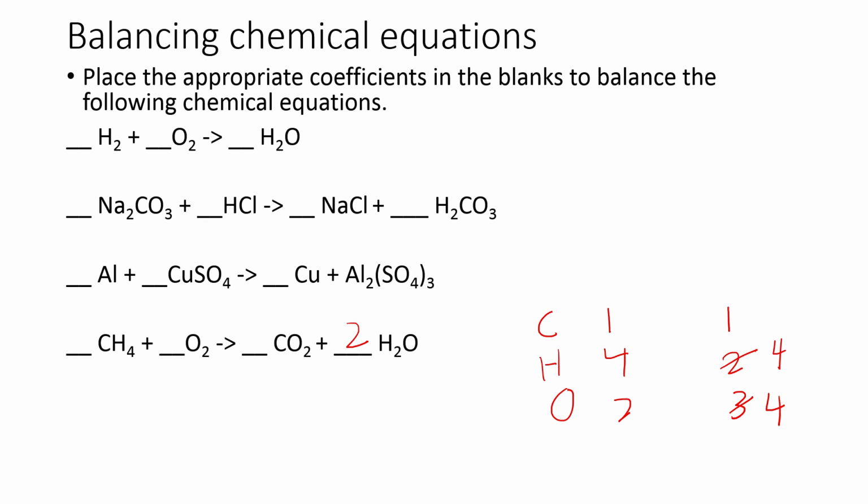Don't forget you have to change both your hydrogen and your oxygen when you put a coefficient in front of the water. So now we have 4 oxygens on the right, 2 on the left. We put a 2 in front of the O2, and this brings us to 4 oxygens.